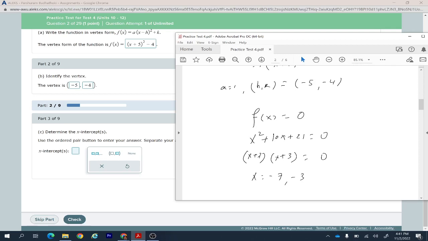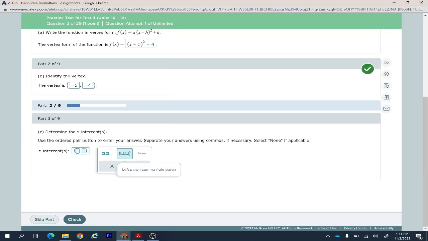These are the two points for which the y value is 0. So use the ordered pair button to enter your answer. So we have to put negative 7 comma 0. That's for the first x-intercept. And then negative 3 comma 0. Remember, the x-intercept means the y coordinate would be 0.